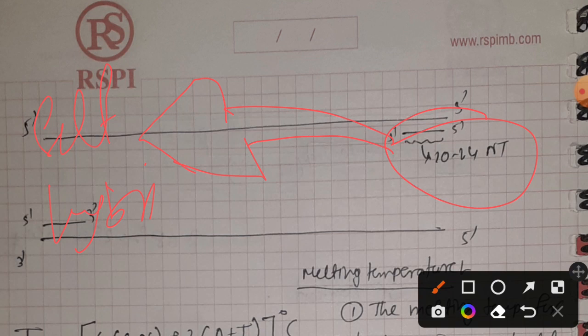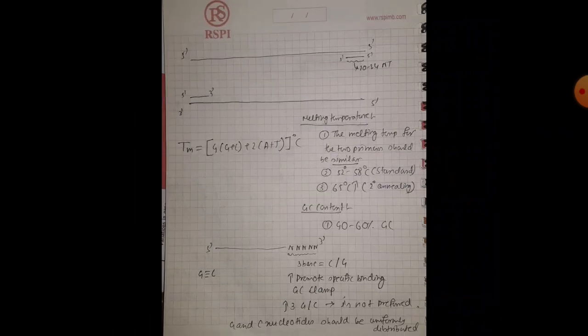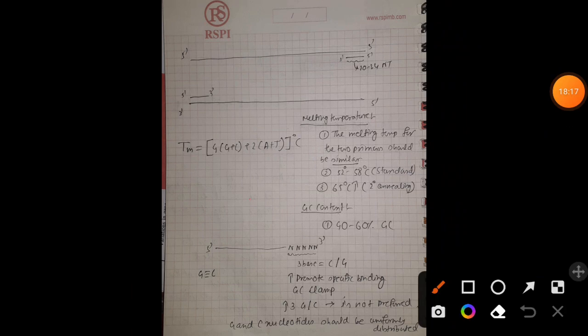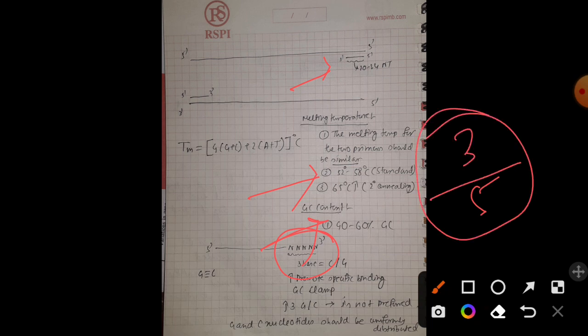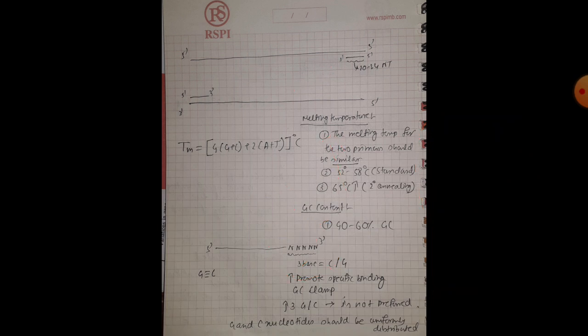So that is the thing of length, okay. So we have to take 50 to 58 degrees centigrade melting temperature, 40 to 60% GC content, and 20 to 24 nucleotide length, okay. And at the 3' end, among 5 nucleotides there should be a maximum of 3 C or G, okay, but not more than that, okay.